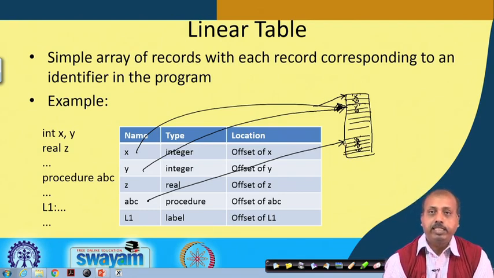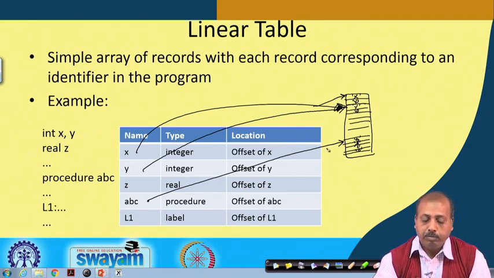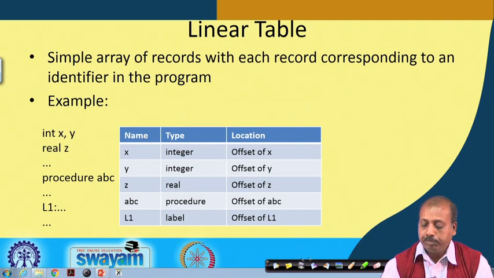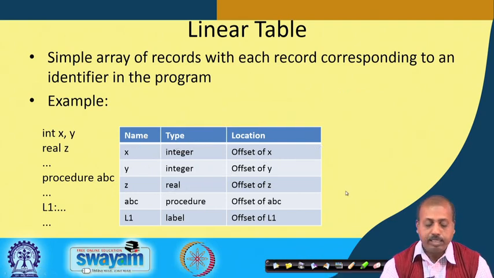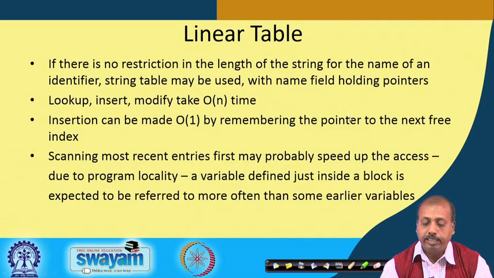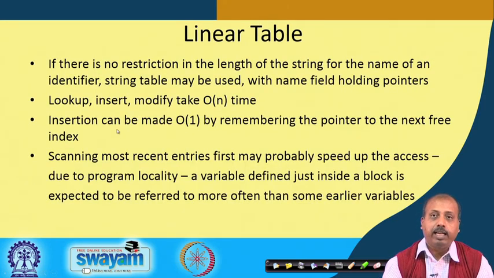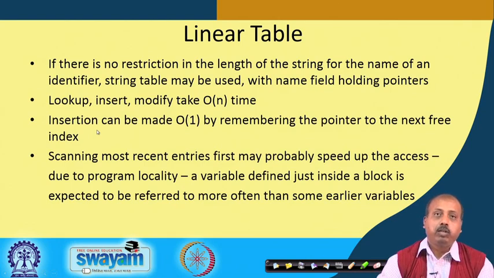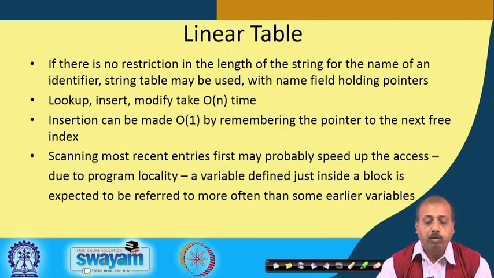This way, using a string table, we can store variable names whose length is not restricted. If the programming language says the length of the symbols is not restricted, then we can do that. However, in most cases the length is restricted. In that case we can have a simple character array as the name part. When a string table is used, the name part will hold the pointers. The operations that we do on the symbol table, as we said previously, are lookup, insert, modify and delete.